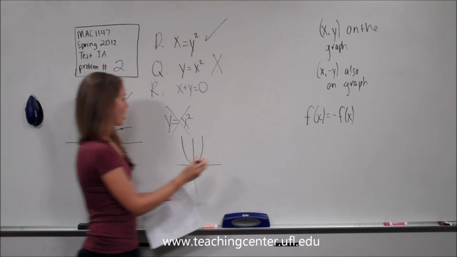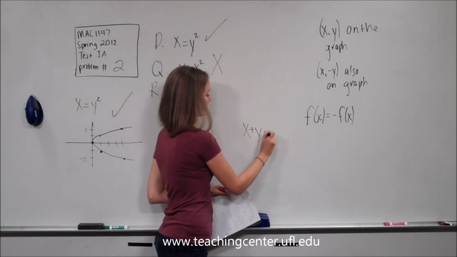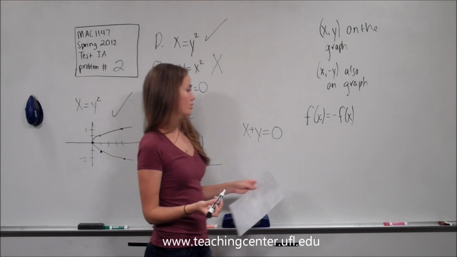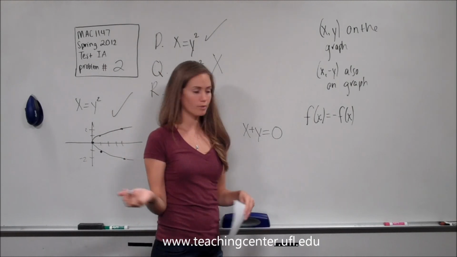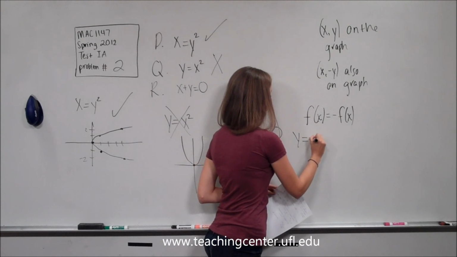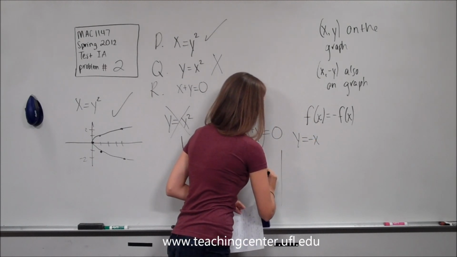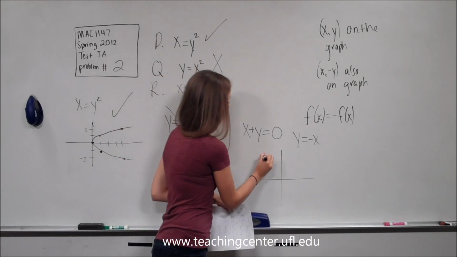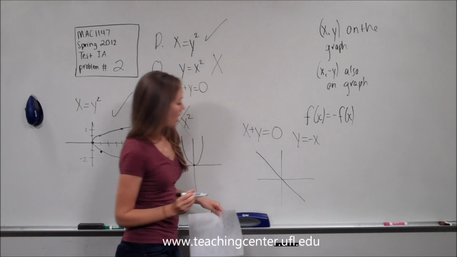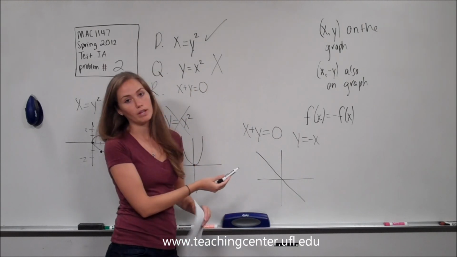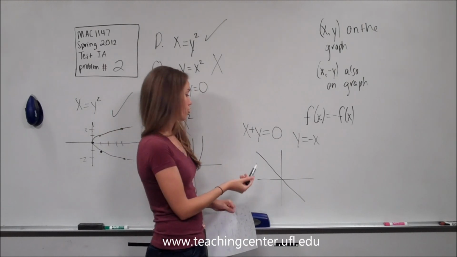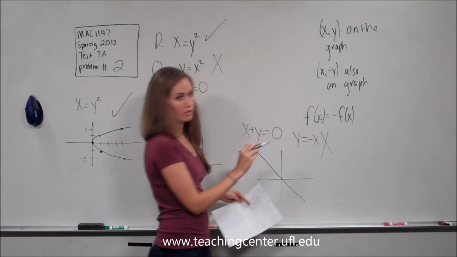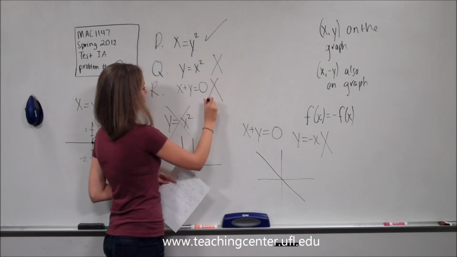Now our last one, R, x plus y equals 0. We can rewrite that so it's a little easier to graph by putting it into y equals mx plus b form. So y is equal to negative x. The graph of y equals negative x is just a straight line going through the origin, and this is what it looks like. We can tell by looking at it that it's not symmetric with respect to the x-axis. So y equals negative x is not one of our answers. R isn't one of our answers.